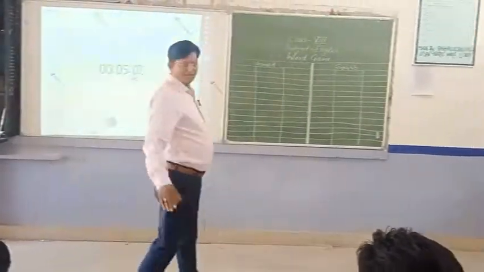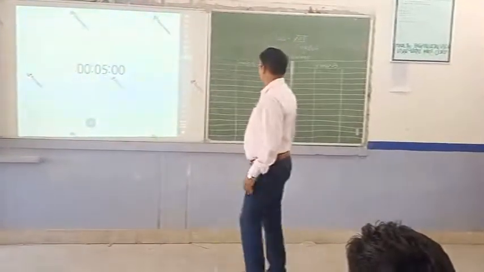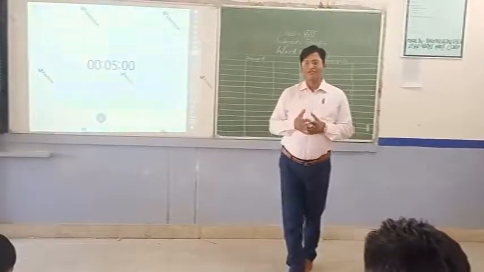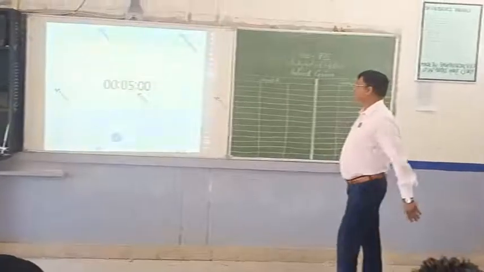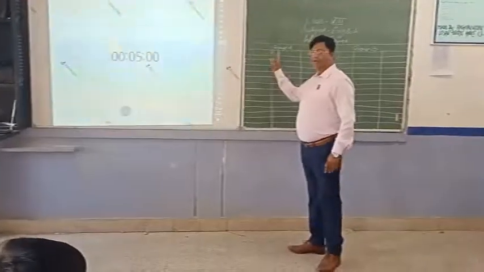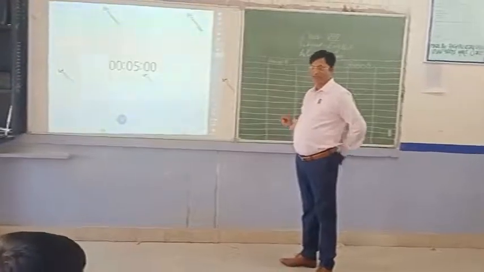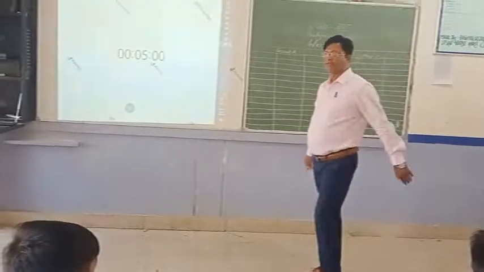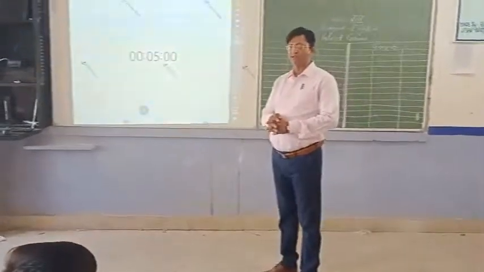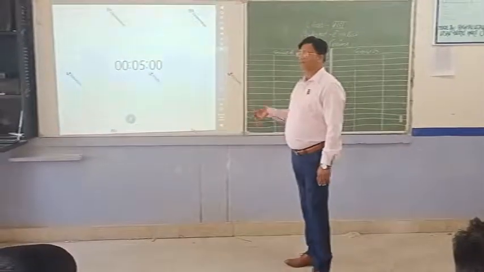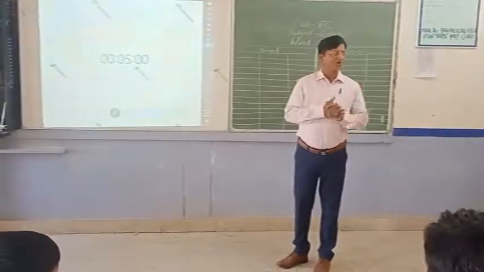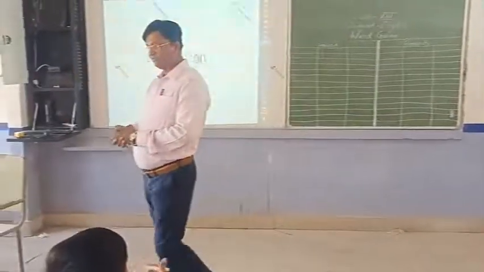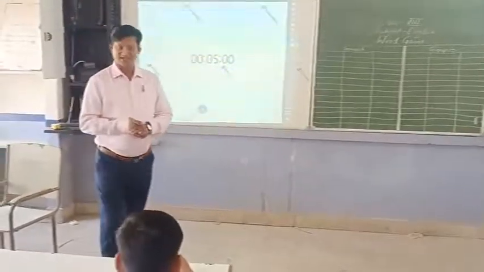So, first, a student will come and he will write the word here. Then the next student will see what is the last alphabet of that word. Suppose the last alphabet is M. Then the next student will come and he will write a word which starts with M. Have you got the idea of the competition or the game? Yes, sir. Everybody has got it. It is clear.